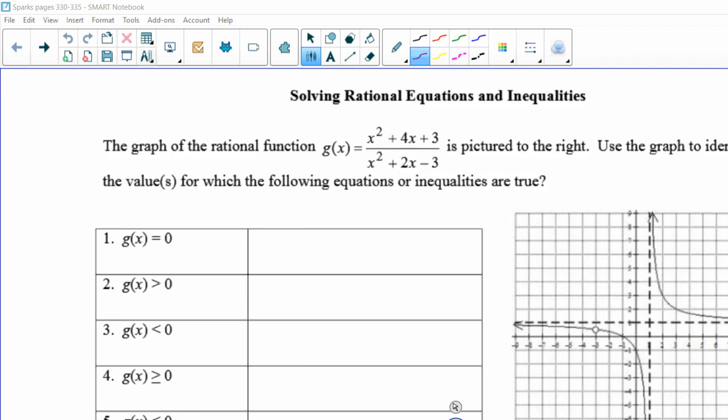Let's get this lesson done because we have lost some of our time from going through the test. Notice that this lesson is called Solve Rational Equations and Inequalities. This is extremely similar to something that we have already done, and I'm just going to remind you.